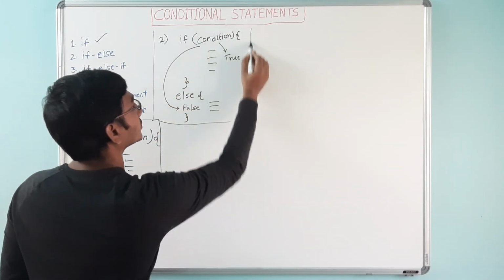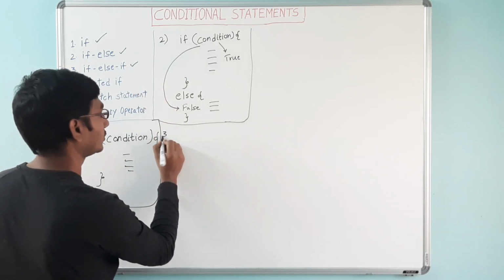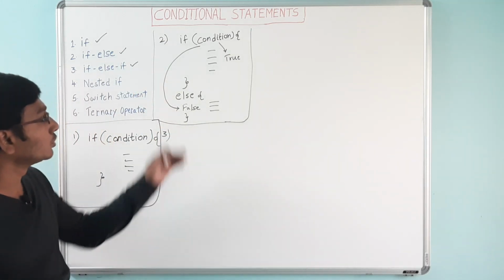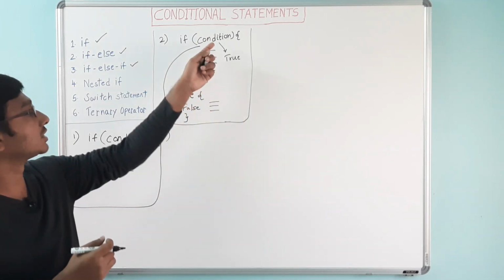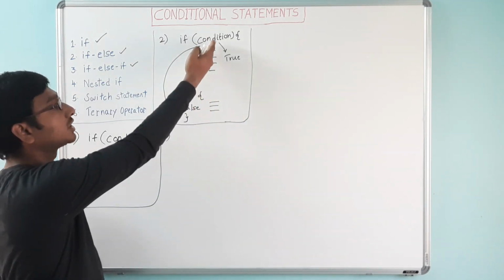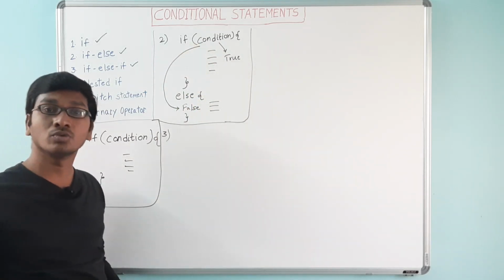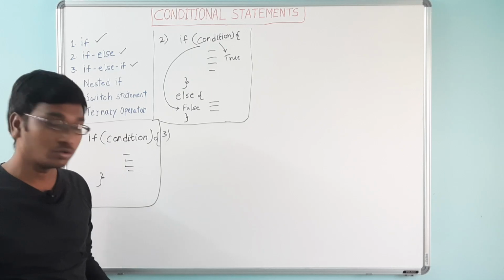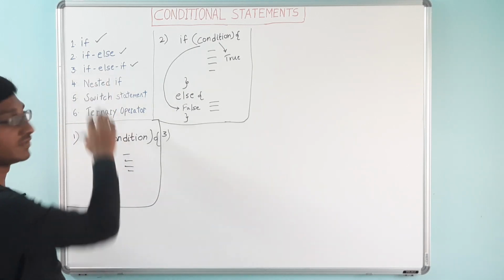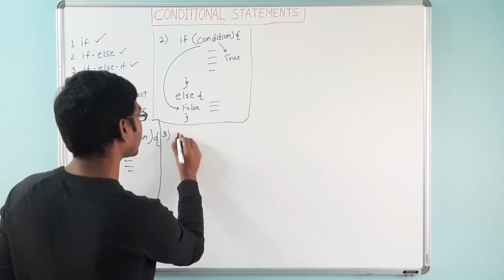Next, if else if. In some situations, we may have more than two conditions. If we have one condition, either true or false, then we can use if else. But in some situations, we might have multiple conditions to verify. In that case, we can use if else if. We also call this the if else if ladder. So let's see the syntax of it.